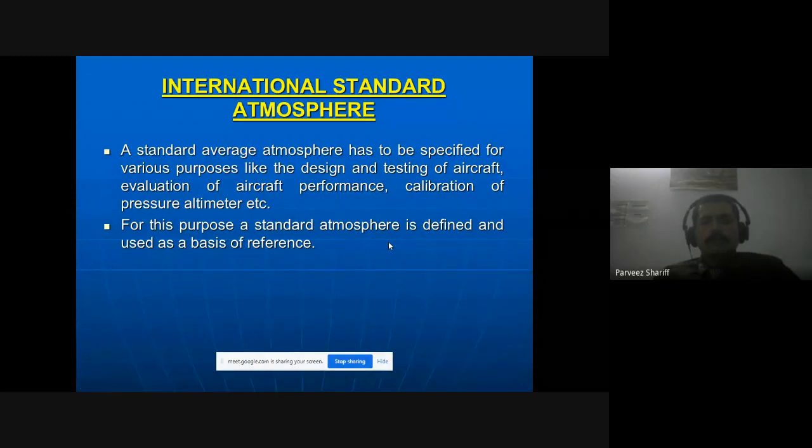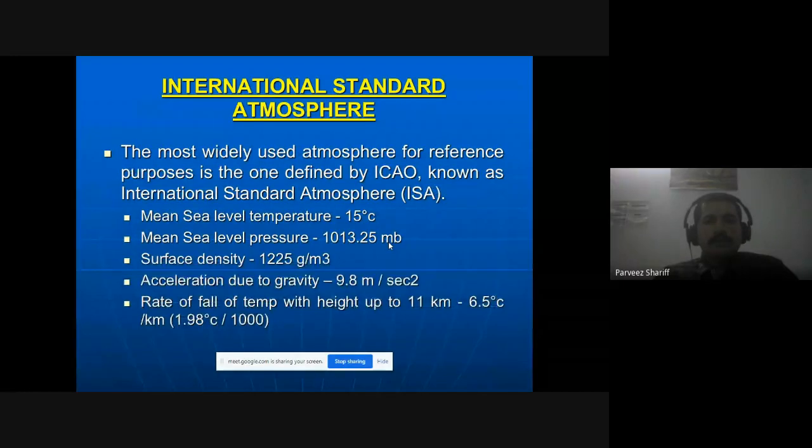Now let us talk about the international standard of atmospheric conditions. This is very important for aviation to have a standard, because throughout the world, the aircraft and the ATCs all need to follow some standard of atmospheric conditions, readings and so on. That is why this international standard has been adopted, defined by ICAO, the International Civil Aviation Organization. For meteorological conditions, it is the International Standard Atmosphere.